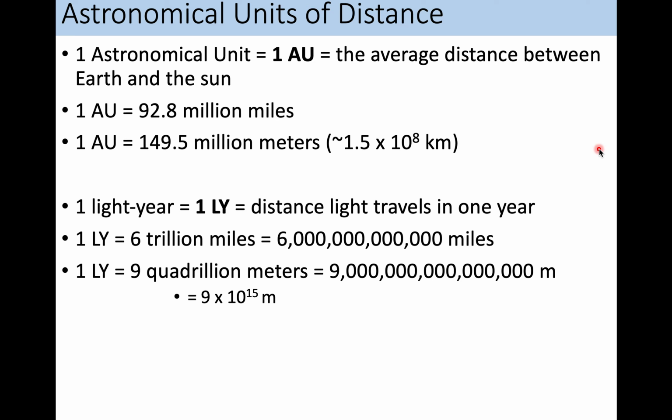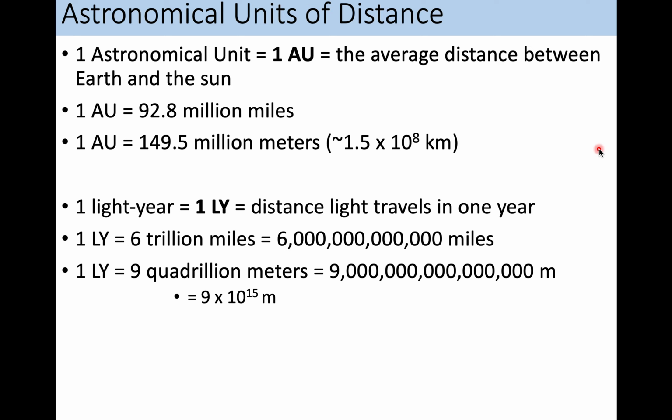Now, when we're talking about things even larger, when even the amount of AUs would be quite large, we can switch to the unit of light year. So the light year is not a time, even though it does have the word year in it. It is another unit of distance, larger. It is the distance that light would travel in 1 year. So light travels at the speed of light, and in 1 year, that light would travel 1 light year. So it's equivalent to 6 trillion miles, or 9 quadrillion meters. So this is very, very, very large.